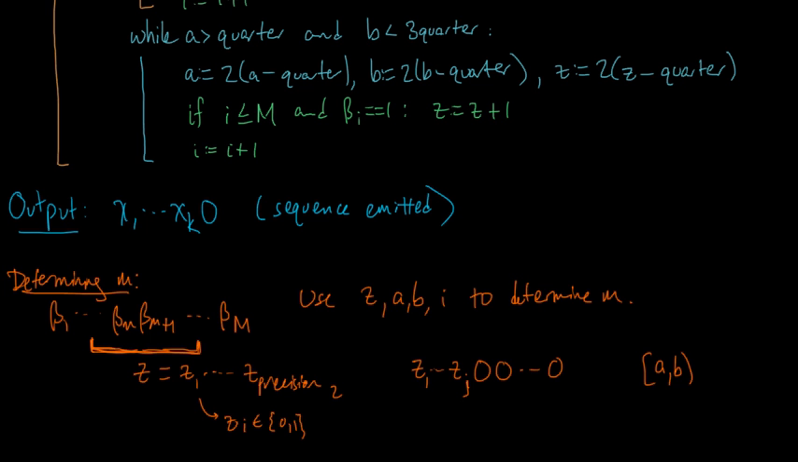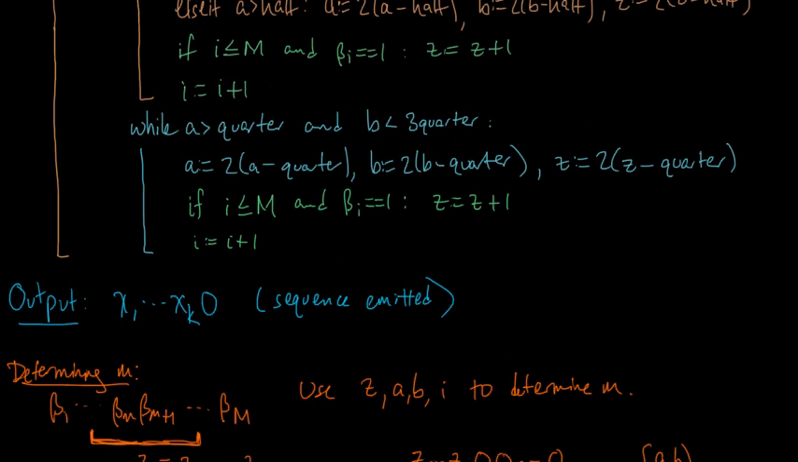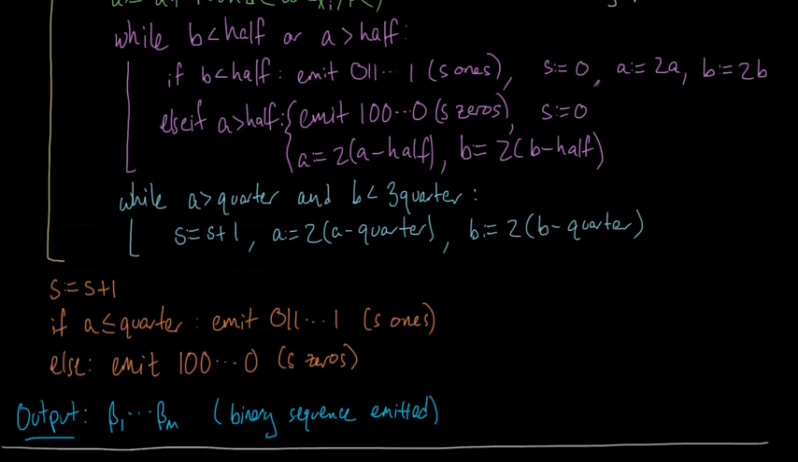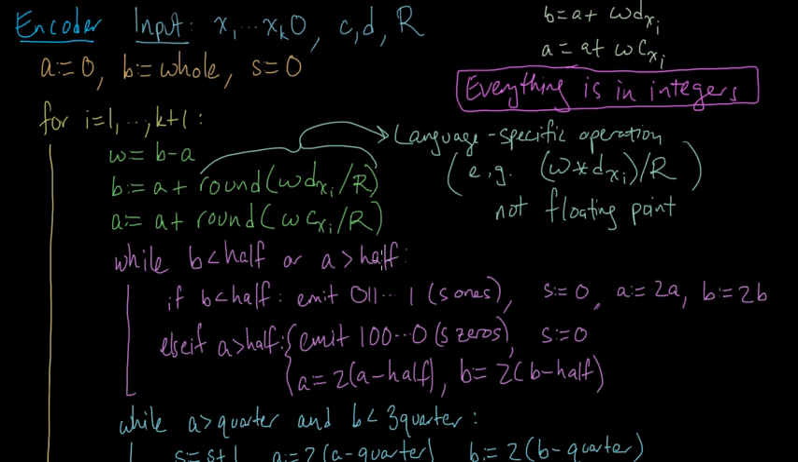Okay, so that is the decoder. We did it. That finishes our description of the finite precision arithmetic coding decoder, and I'll reiterate, at the expense of being monotonous, that the key thing here was to rescale at exactly the same times during decoding as during encoding. Okay, so we finished our description of the finite precision encoder and decoder.